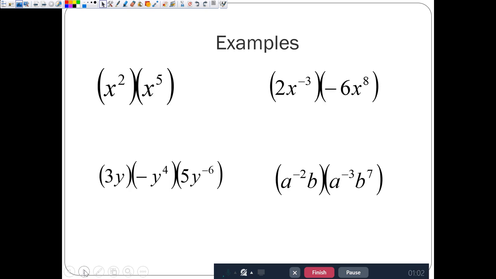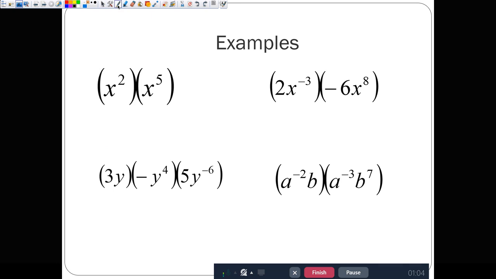So, we multiply the numbers out front, the coefficients, so 1 times 1 is 1, so it's still going to be 1. And then we are going to add the exponents of like bases. So x and x, so 2 plus 5 is 7, so this is x to the 7th.